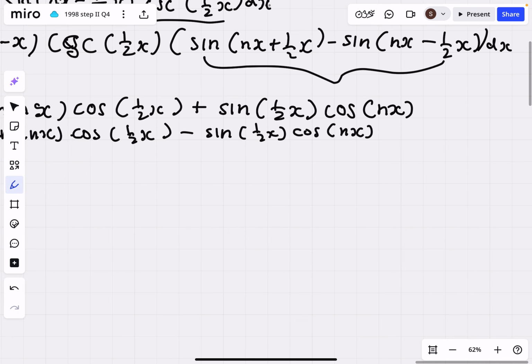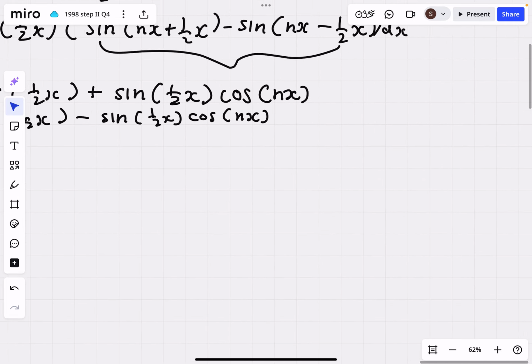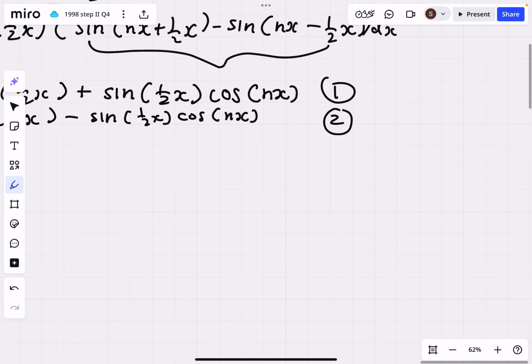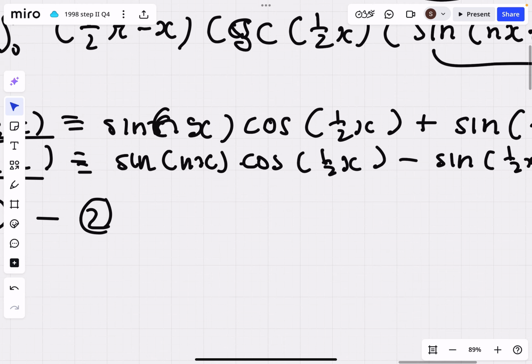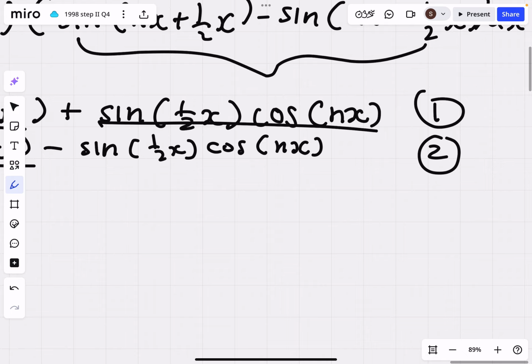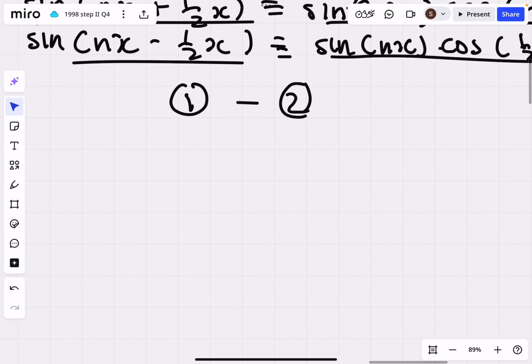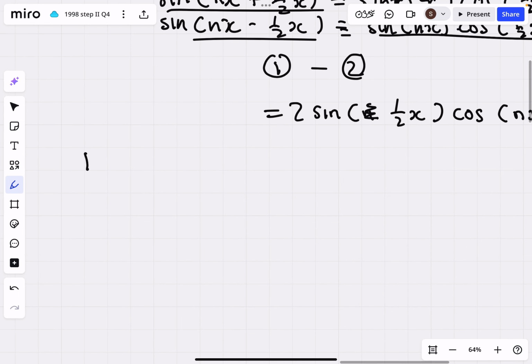Cool. So since we want this minus this, let's label this 1, that's 2. We want 1 minus 2. Well, first, sine nx cos a half x minus sine nx cos a half x is just 0. And then sine a half x cos nx minus minus sine half x cos nx would equal 2 sine a half x cos nx.